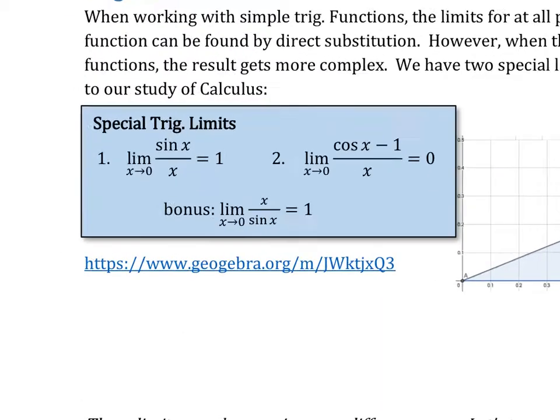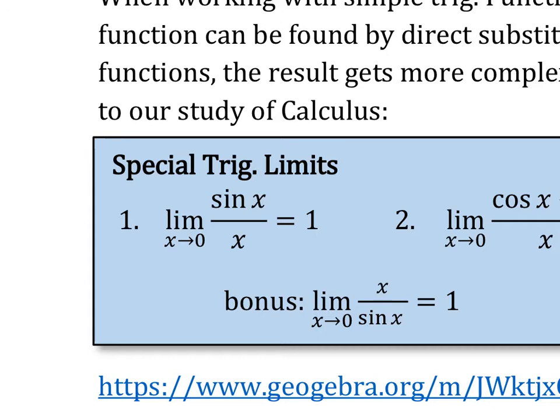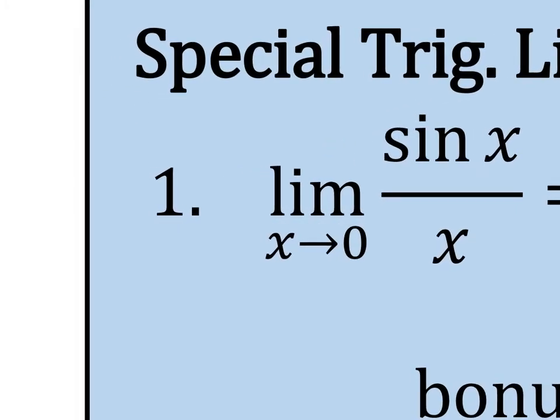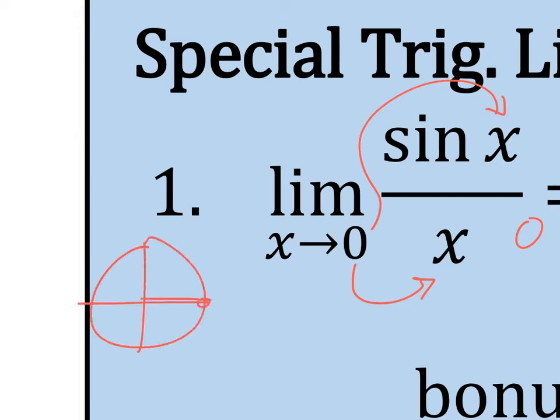So we have two special trig ratios that give us some special limits. And so we have the limit as x goes to 0 of sine x over x. Now, if we plug in 0 here, we're going to get 0 on bottom. And the sine of 0, remember your unit circle? The sine of 0 is 0. So this gives us 0 over 0. Well, that's an indeterminate form there. We can't use that. So we're going to need to figure out another way to find this.